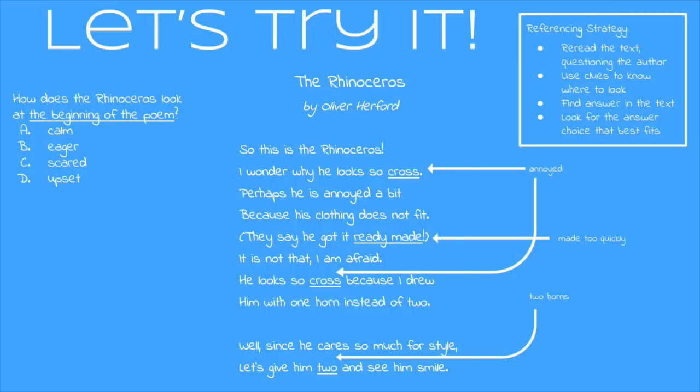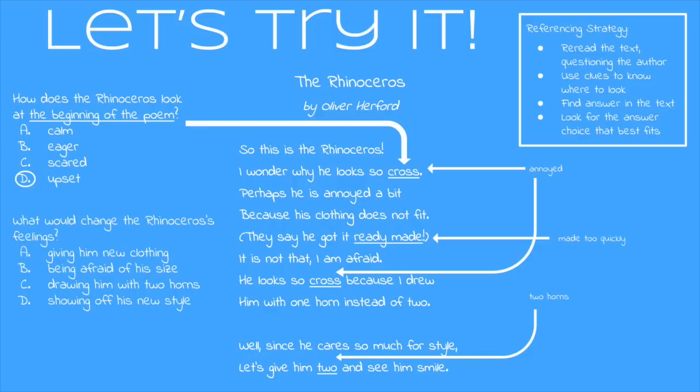I see a part. It says right there in the text, he looks so cross. And I know cross means annoyed. So I know he looks so annoyed. Now I need to find an answer choice that fits with that. Calm doesn't mean the same thing as annoyed, so it's not answer choice A. Eager doesn't mean the same thing as annoyed, so it's not answer choice B. Scared doesn't mean the same thing as annoyed, so it's not answer choice C. Upset does mean something very similar to annoyed, so I'm going to go with answer choice D. Great, now that I've done all of the strategies for the first question, let's look at the second question.